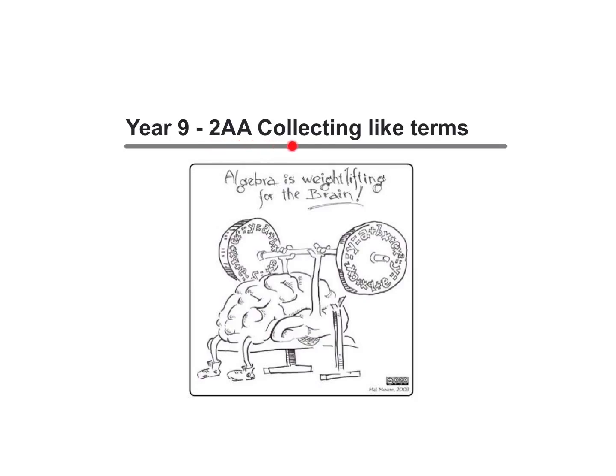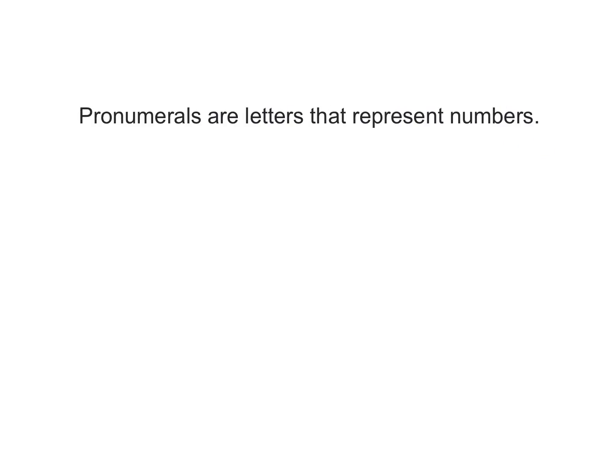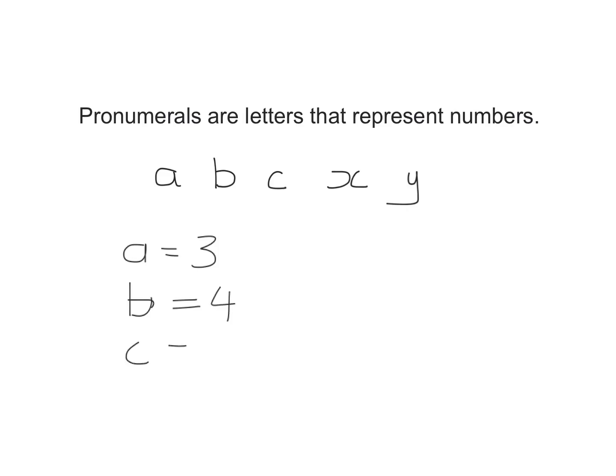Today we're going to look at collecting like terms. Well, firstly we need to understand that pronumerals are letters that represent numbers. So for example, the letter A or B or C or X or Y, these are all pronumerals and they can at some stage represent a value. So for example, A could equal 3, B could equal 4, C could equal 10, and so it goes on.